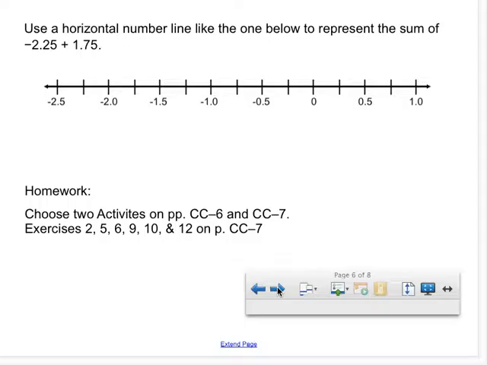There's the homework. There are 2 activities to choose from. There are more activities than 2. Pick 2. Don't pick the ones I've already done in class. Pick 2 that I haven't done in class. On these 2 pages, they're pages in the front of the book. And then there's some exercises. You don't really get to choose which exercises to do. Those are the exercises to do.